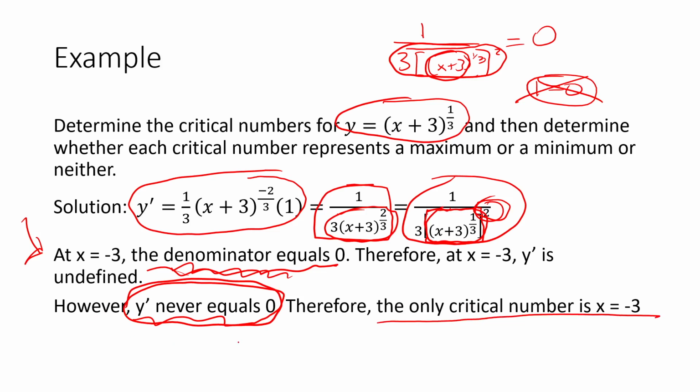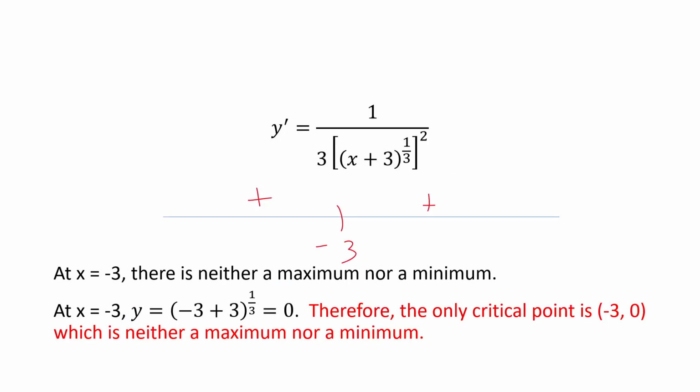And again, there's no critical numbers that stem from y prime equaling 0. So our only critical number is x equals -3. So we come back here, and now what we're going to do is we're going to determine whether that x value of -3 represents a maximum, a minimum, or neither. So how we do that is we pick a number to the left of -3. Let's say we take the number -4.